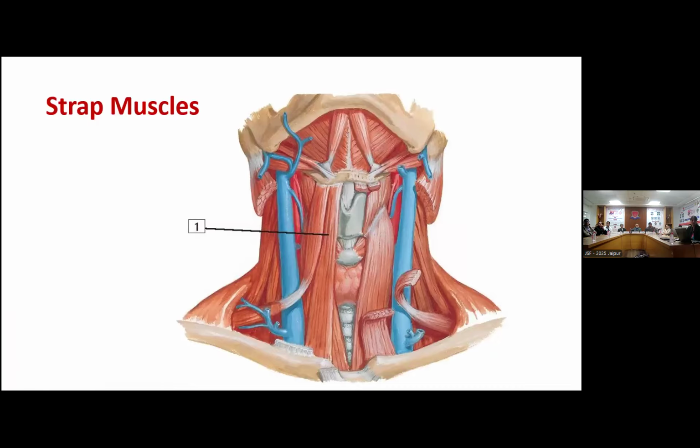Now, the strap muscles, okay, they are the flat muscles in the front of the neck, and may be divided as either suprahyoid or infrahyoid strap muscles. In relationship with the thyroid gland, the infrahyoid muscles are more important, okay? And I'll tell you one or two important clinical implications here.